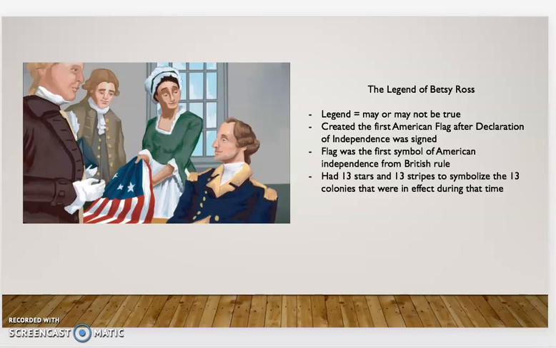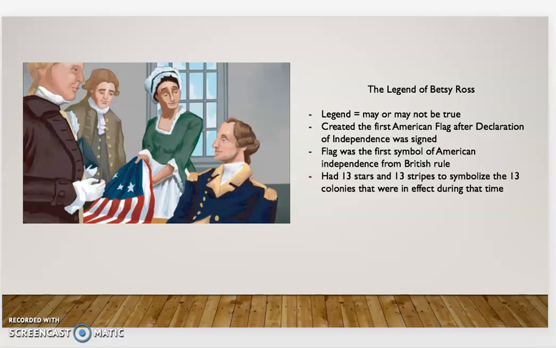And it had 13 stars and 13 stripes on it to symbolize the colonies that were in effect during that time. And the reason they used the colors red, white, and blue is because the British flag also has the colors red, white, and blue. So they wanted to symbolize that, hey, these are your colors. We were once part of you, we were once your citizens, but we are no longer part of you. We are our own people. These are our 13 colonies, and this is how we're representing them. And we are an independent nation now. We do not associate with you anymore.